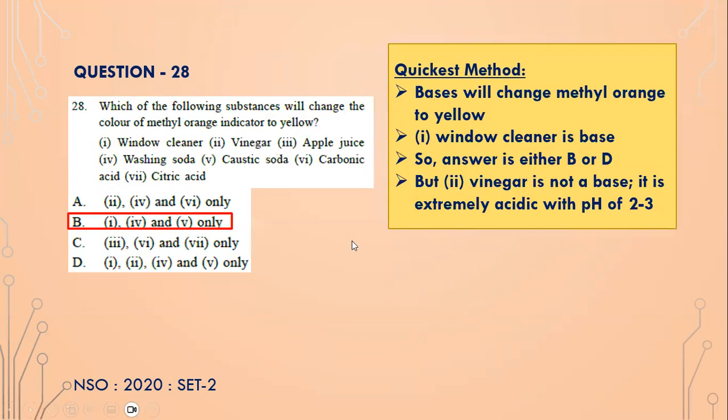Which of the following substances will change the color of methyl orange indicator to yellow? Bases will change methyl orange to yellow. So which of these are bases? Window cleaner is a base. Washing soda is a base, and caustic soda is a base. Vinegar is acidic. Apple juice also is acidic. Then carbonic acid, obviously, and citric acid. All the others are acids, but only 1, 4, and 5 are bases.